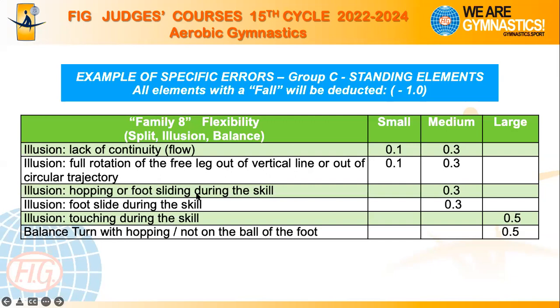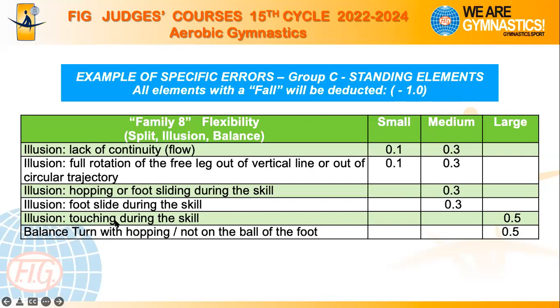Hopping or foot sliding during the skill for illusion is 0.3. You give hopping only for turns 0.5, but for illusion, if you hop or slide, you give 0.3. Illusion, foot slide during the skill. Well, this one is the same, but we will put hop and feet together. I think that's what it's written in the code.